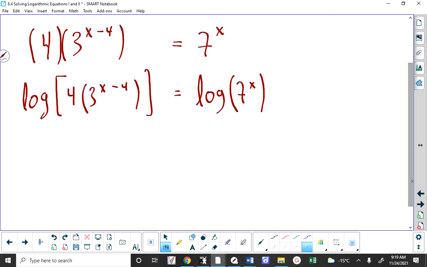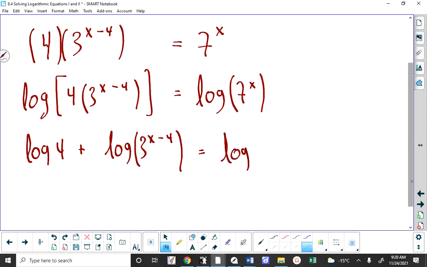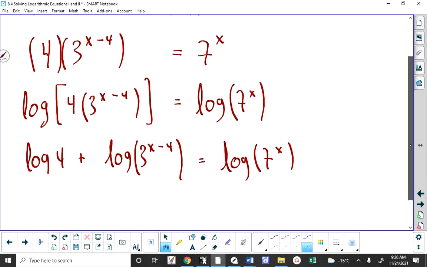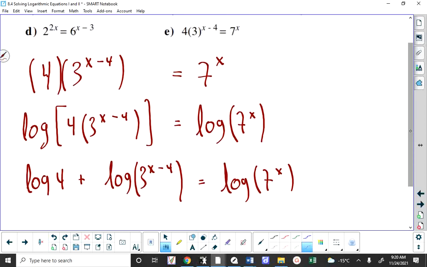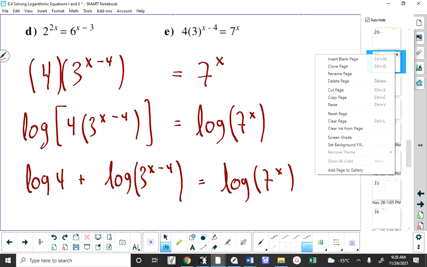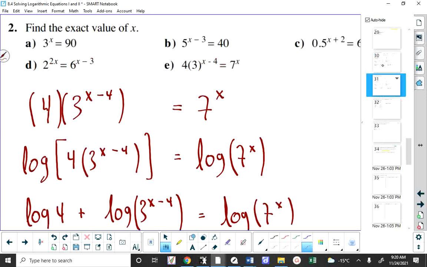And then because this argument for the first logarithm on the left is a product, we're going to rewrite that single logarithm as a sum of logarithms and have log of 4 plus log of 3 to the x minus 4 equals log of 7 to the x. And of course I could have brought that x that's on the 7 down in front right here, but I didn't. So some of you might choose to do that. On the other hand, some of you might choose to do the following, and I just want to point out that what I'm going to show you will work anyway.